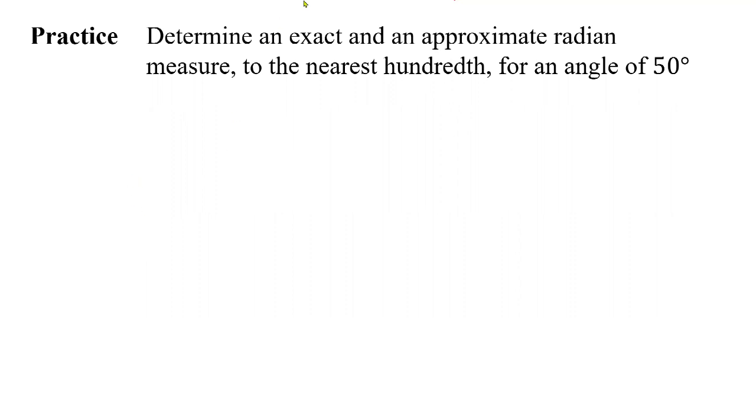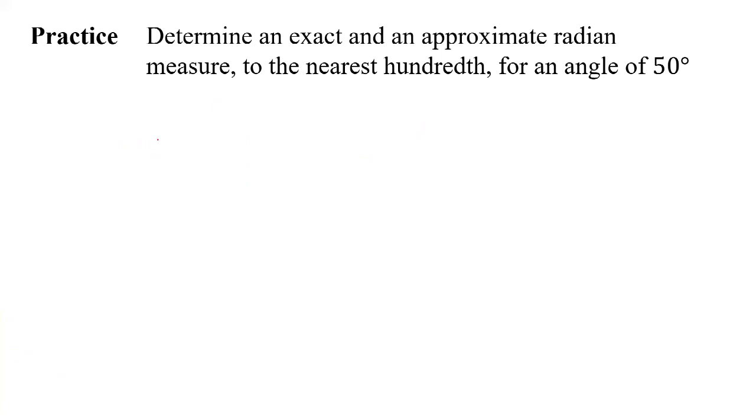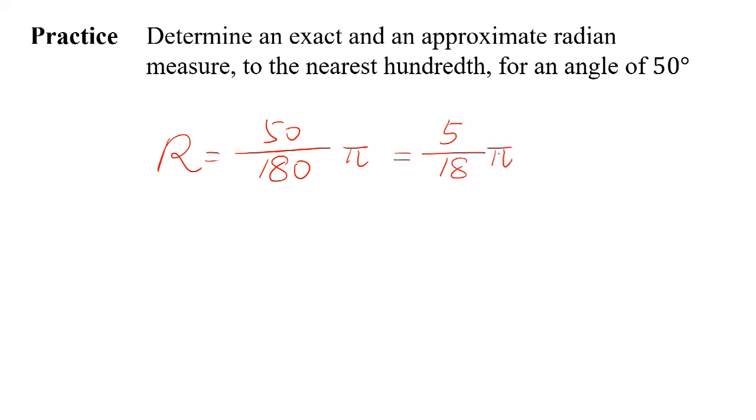All right, let's have a look at the solutions. So according to the conversion formula, the corresponding radian measure is 180 over 50, right? And then multiplied by pi. Sorry, I made a mistake here. According to the formula, the radian measure is 50 over 180 times pi, right? Which is 5 over 18 pi. And this is the exact radian measure. The approximate radian measure is approximately 5 times 3.1415 over 18, which is approximately 0.87 radians.